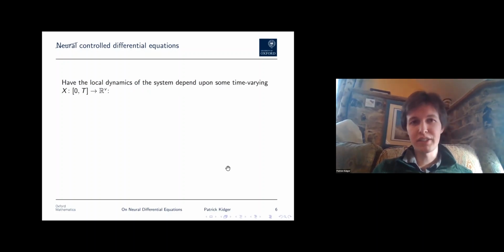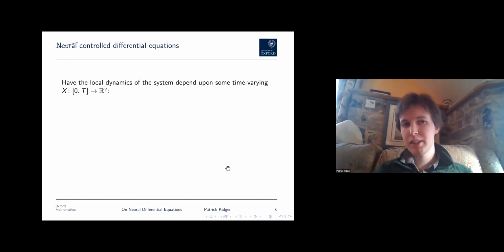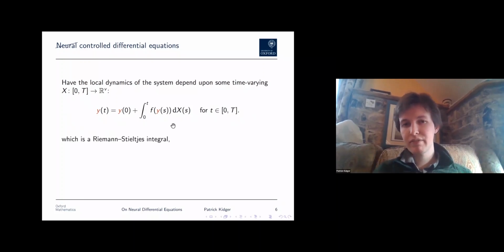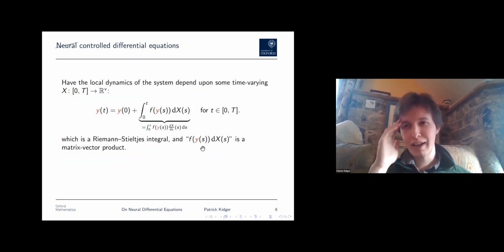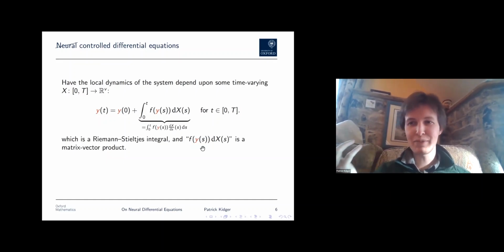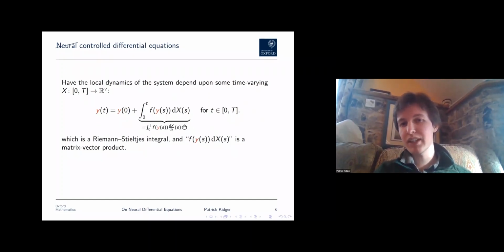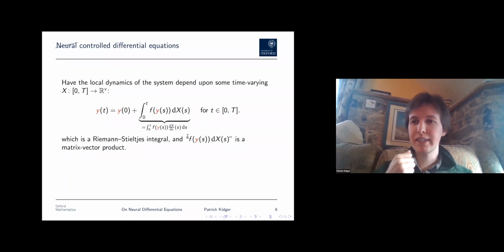So the idea of a controlled differential equation is that we want the local dynamics of the system to depend upon some time-varying input. And moreover, I'm going to do so in this particular form, where you can see I've written down that integral. And the difference now is that this input here comes in as a Riemann-Stieltjes integral. So f dx is a matrix-vector product. F is a matrix, x is a vector. And don't worry if you have either not seen or have forgotten what a Riemann-Stieltjes integral is. I appreciate in particular not everyone comes from a pure mathematics background. As long as x is suitably smooth, then you can actually reinterpret it like this. And this ends up being a really natural way to incorporate incoming data into your system.